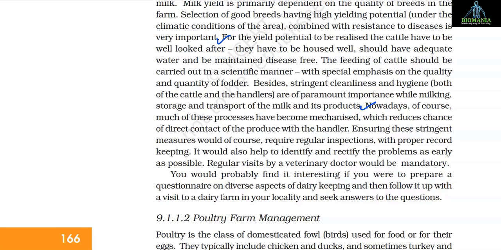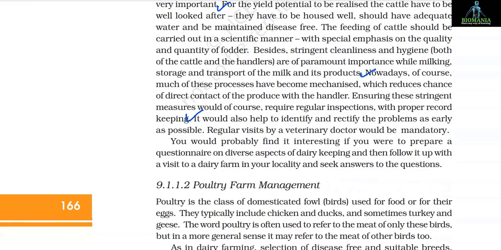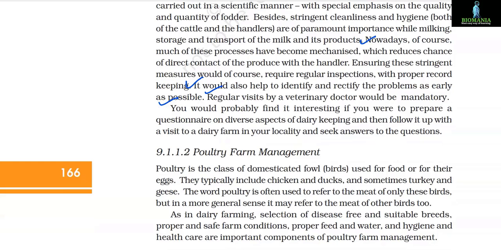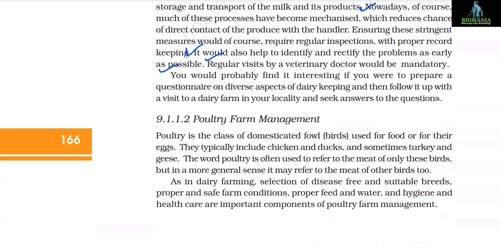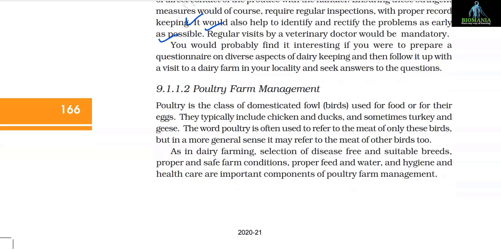Ensuring these stringent measures would of course require regular inspections with proper record keeping. It would also help to identify and rectify the problems as early as possible. Regular visits by a veterinary doctor would be mandatory. You would probably find it interesting if you were to prepare a questionnaire on diverse aspects of dairy keeping and then follow it up with a visit to a dairy farm in your locality and seek answers to the questions.